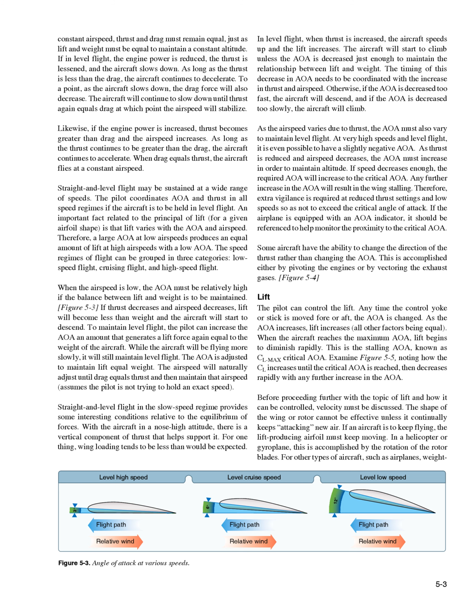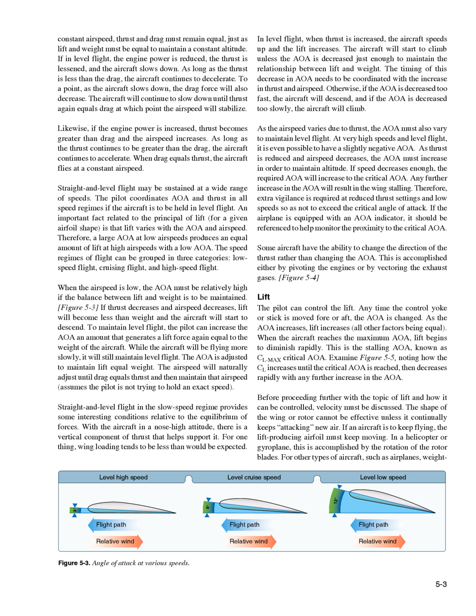While the aircraft will be flying more slowly, it will still maintain level flight. The AOA is adjusted to maintain lift equal to weight. The airspeed will naturally adjust until drag equals thrust and then maintain that airspeed, assuming the pilot is not trying to hold an exact speed.